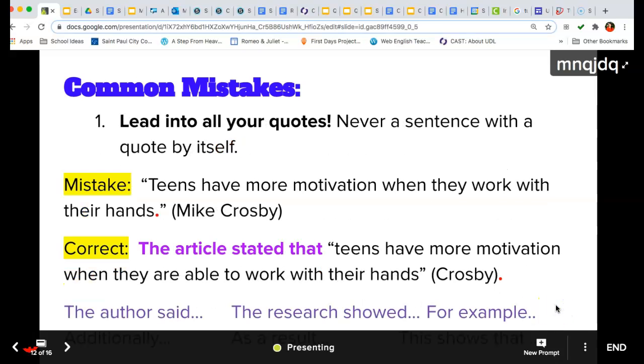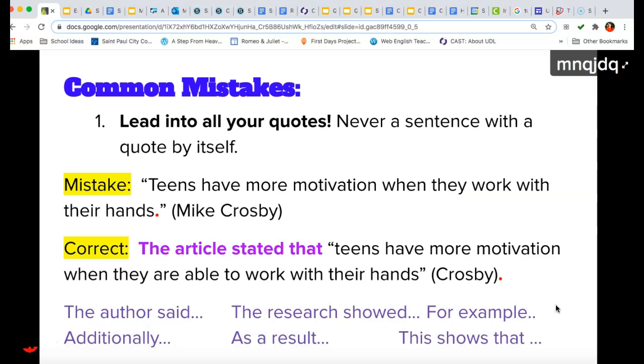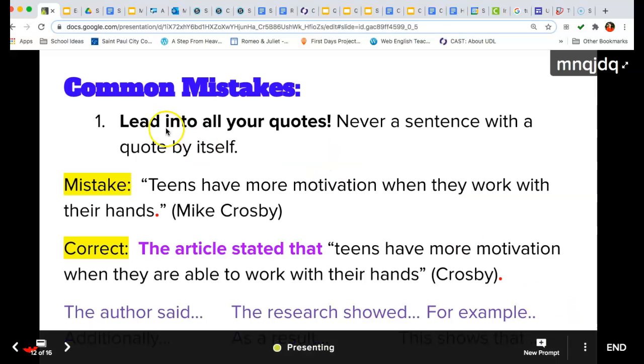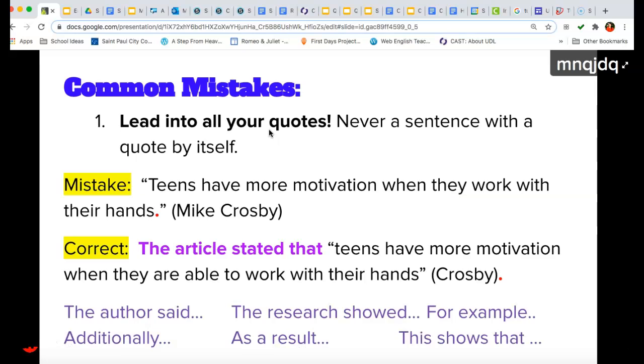The second thing here, which is very common, is that if you're using direct quotes from an article, you must lead into those quotes. Okay, you must put something in front of the quote that starts to introduce the quote. The quote should never be a sentence by itself. And so whenever I see a sentence that starts with quotation marks, that already is incorrect.